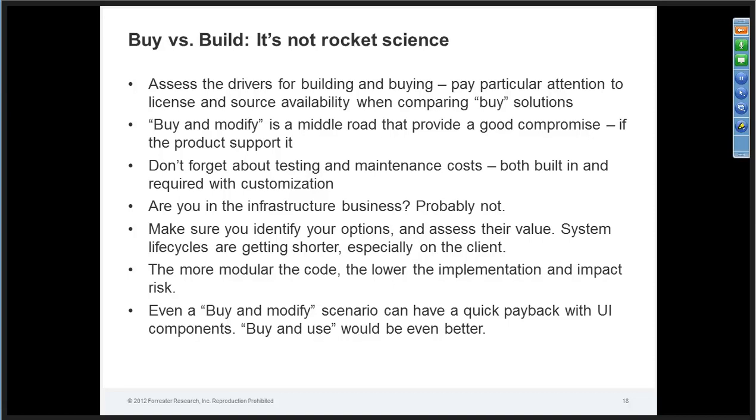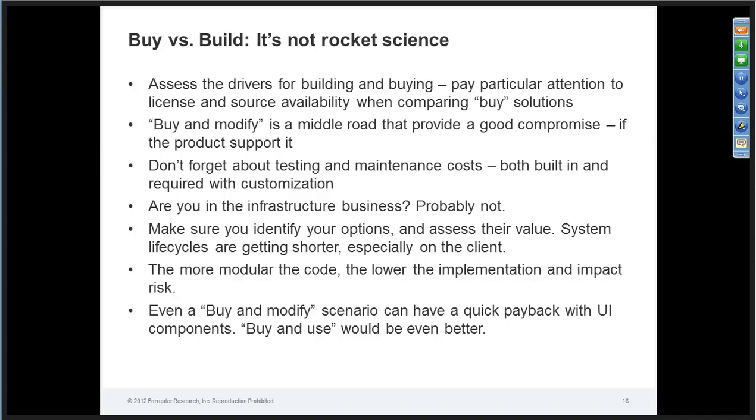Make sure that you look at the option value of the solutions that you are taking advantage of, especially in the situation we're in now, where we're moving into a multi-channel world, multi-device, multi-platform. And because system life cycles are getting shorter at the same time, as we start to look at some of those devices, it's a real good time to think about your options in terms of cross-platform capabilities. Modularity is important, because the more modular the code, the lower the implementation risk, the lower the impact risk, so that's going to give you a better result.